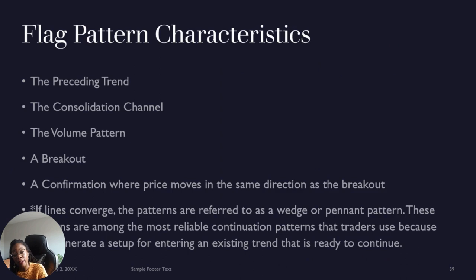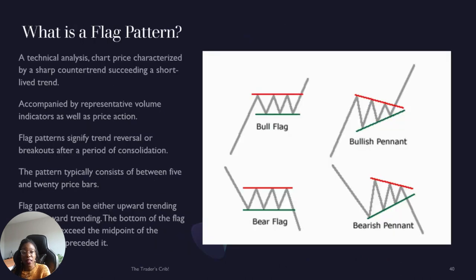The next patterns we want to look at, these are more combination patterns, are considered flag patterns. In a flag pattern, you're going to have the preceding trend, the consolidation channel, a volume pattern, a breakout, and then a confirmation where price moves in the same direction as the breakout. If the lines converge, the patterns are referred to as a wedge or a pennant pattern. These patterns are among the most reliable continuation patterns that traders use because they generate a setup for entering an existing trend that is ready to continue. So flag patterns let you know that price is going to continue in the direction of the trend that it was going, but it took a brief pause. Let's look at a few examples.